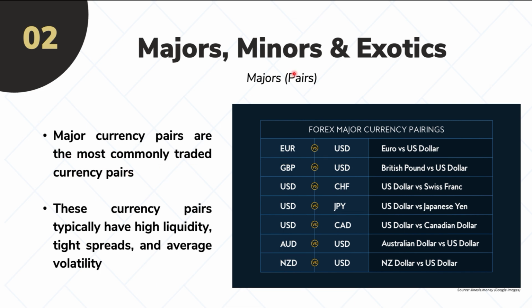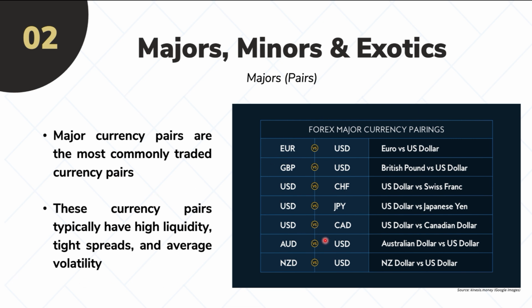A quick side note, you can just remember that all the major pairs are the ones that are tied to the US dollar. These currency pairs typically have high liquidity, tight spreads, and average volatility. And these three conditions make these pairs very nice to trade, because with high liquidity, there is lots of movement in the market.